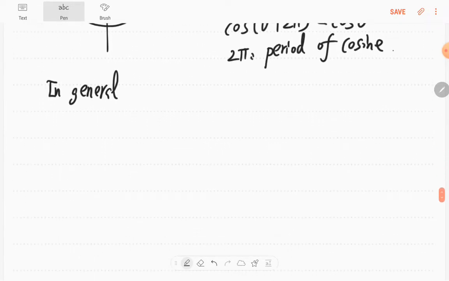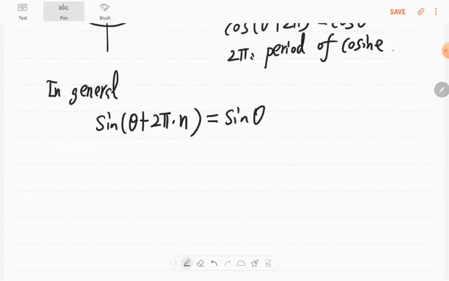So now let's take a look at a very general case: sine of theta plus 2 pi times n, a multiple of revolutions, is equal to sine theta. The reason is quite easy, because theta plus 2 pi times n is a coterminal angle of theta. The angles share the same terminal side, so the function value should be the same, right? Although they are two different angles, I didn't say these two angles are the same.